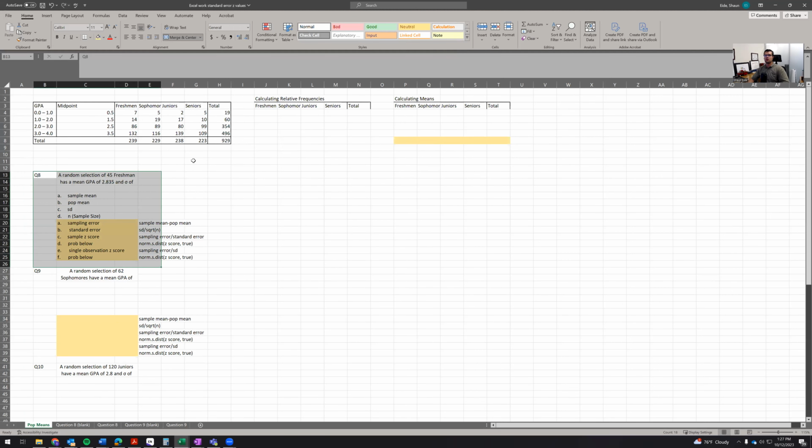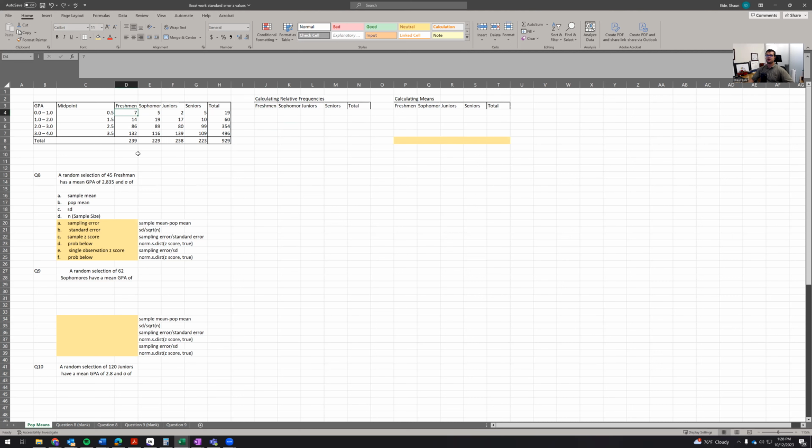So what we have right here is the GPA, midpoint, and so on for the very first question. The question wants you to calculate all the means for freshman, sophomore, junior, senior, and for total. For question 1, it says, please calculate the average mean for each one. I'm going to show you how to do that really quickly.